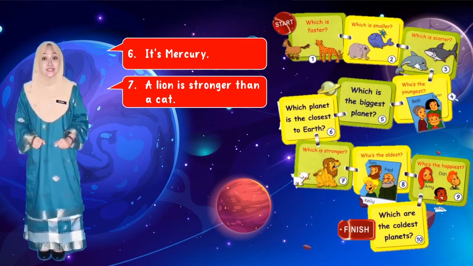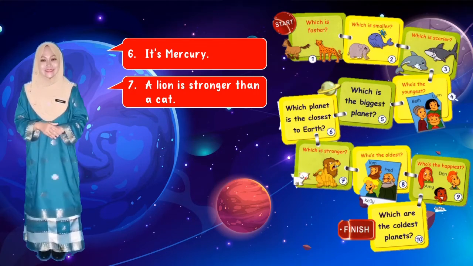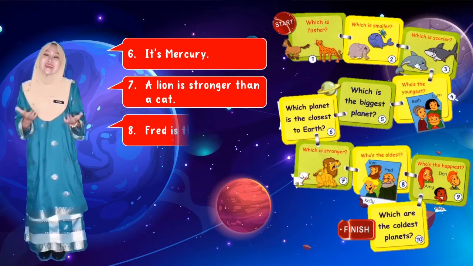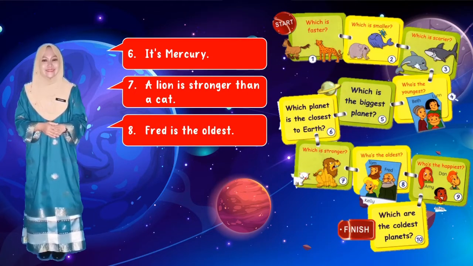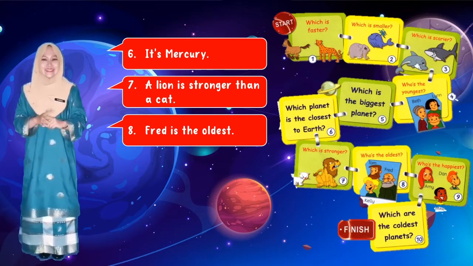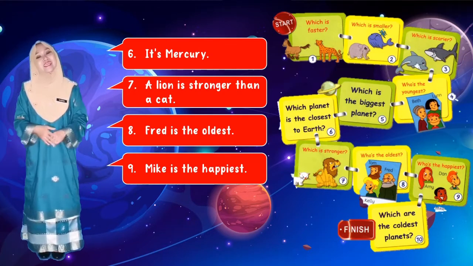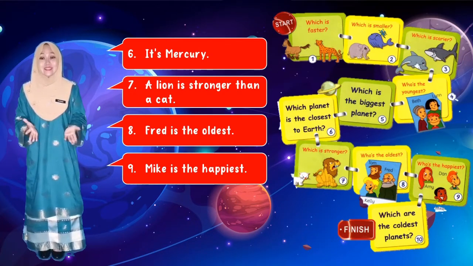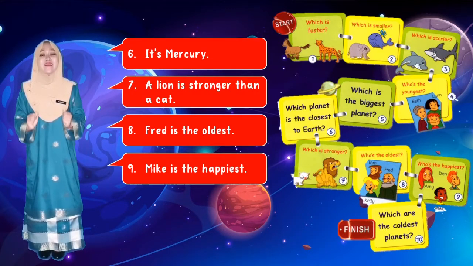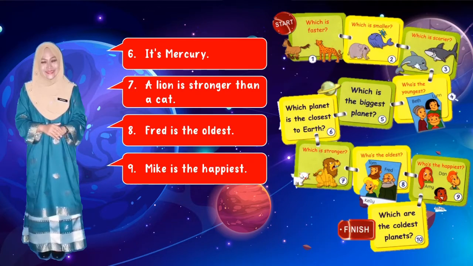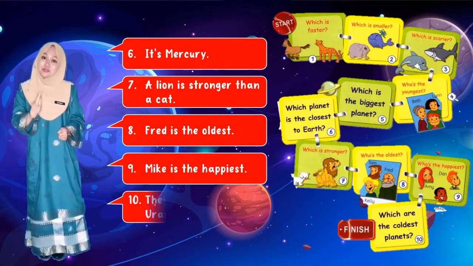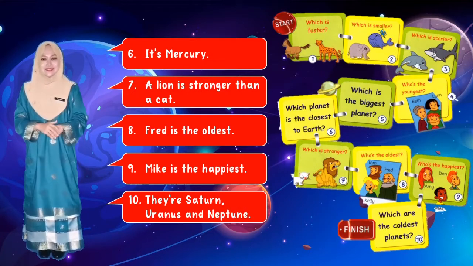Space number 8. Who's the oldest? The answer is Fred. Space number 9. Who's the happiest? The answer is Mike. And the last one, space number 10. Which planets are the coldest? The answer, they are Saturn, Uranus, and Neptune.